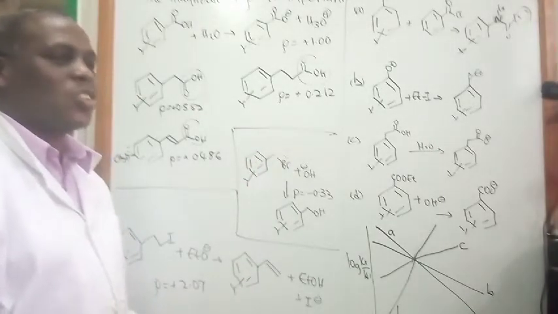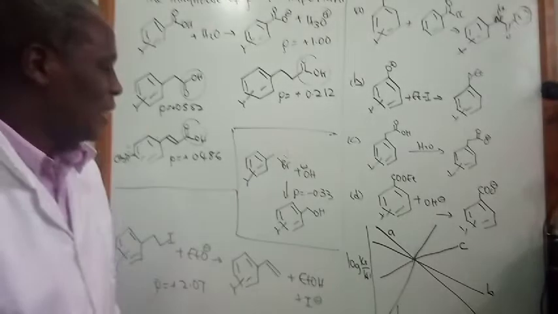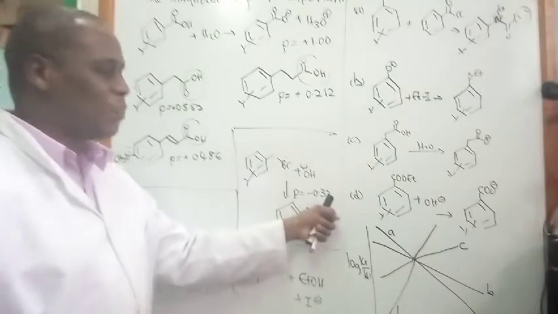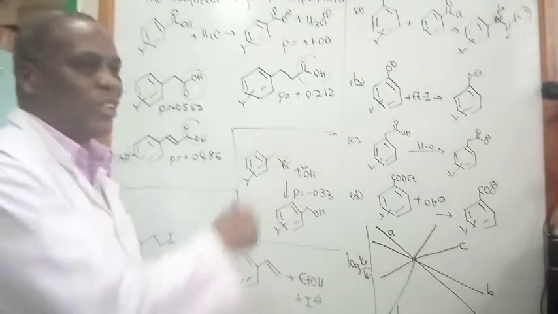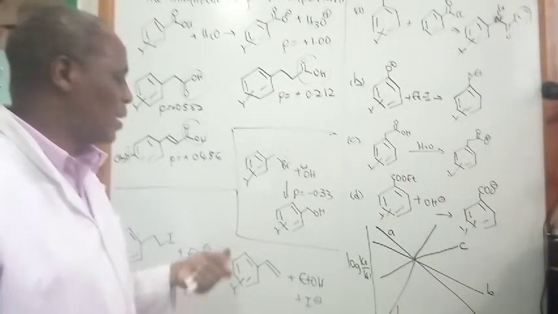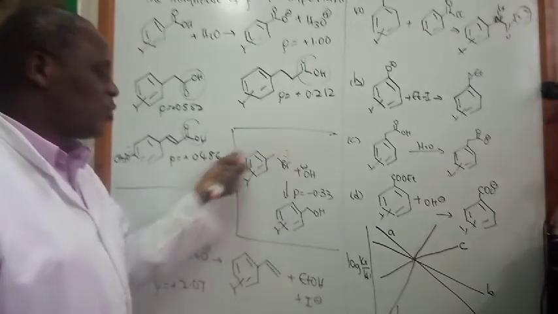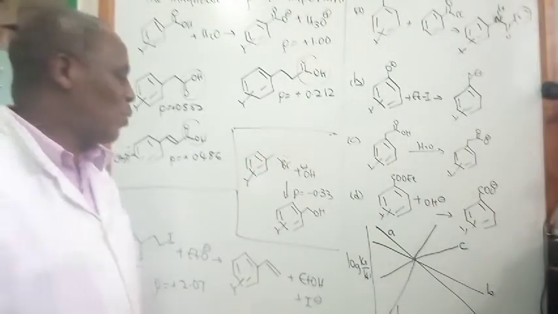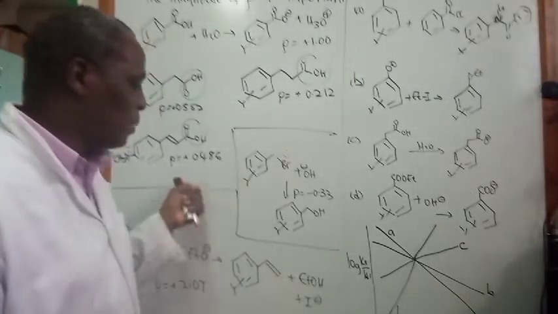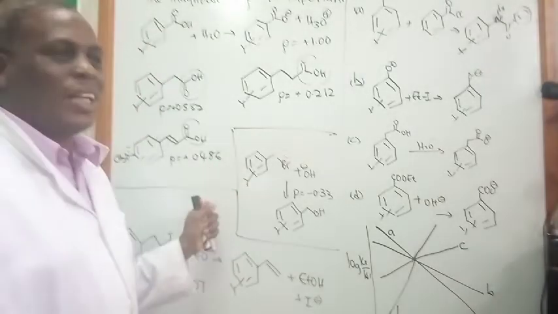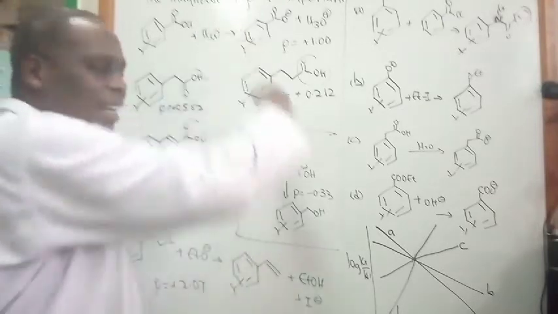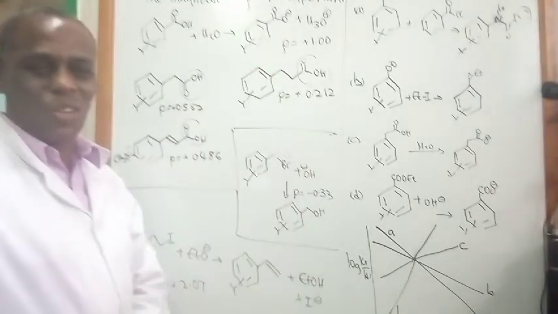So this means that the groups which have a positive sigma are going to decrease the rate because they are going to be withdrawing electrons, and you are having a developing positive charge. And the ones which are going to be donating electrons, like the methoxy group, are going to increase the rate because they are going to be stabilizing that carbocation. So you're going to get a negative rho value.